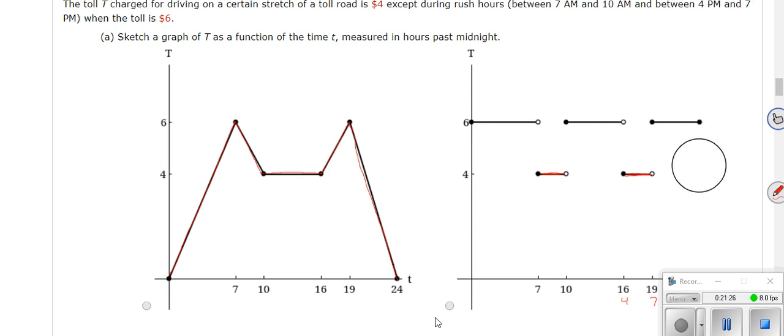They were talking about during the peak times, the price goes up because of course they can make more money. There's more traffic. So supply and demand, baby.